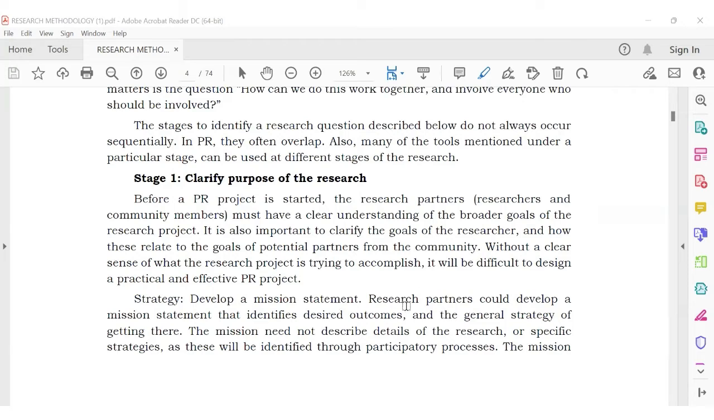The research partners could develop a mission statement. Then we have to work with the various stakeholders to identify the desired outcomes and the general strategy of getting there. The mission need not describe details of the research or specific strategies, as these will be identified through participatory processes.